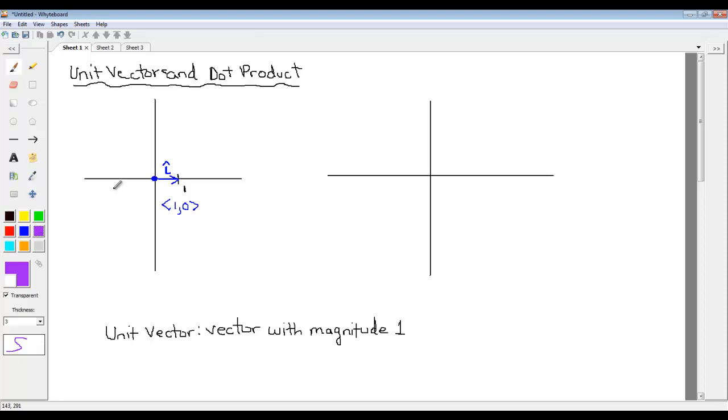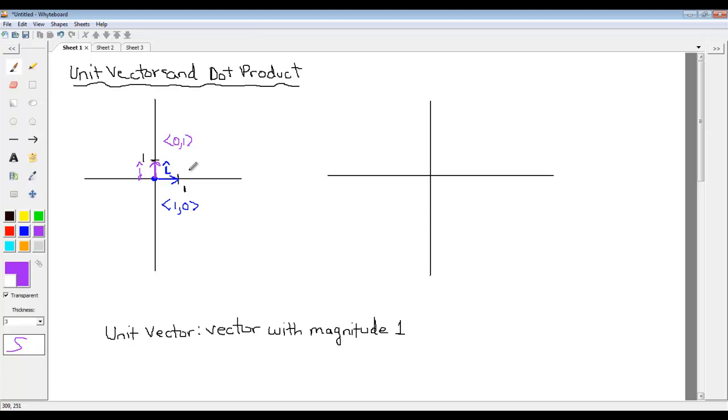And if you have one that goes out 1 unit along the y-axis, starting from the origin and going along the y-axis 1 unit, so that you've got 0, 1, that one's commonly referred to as j. So I'll go ahead and call it j hat so that you know I'm talking about the unit vector that goes along the y-axis there.